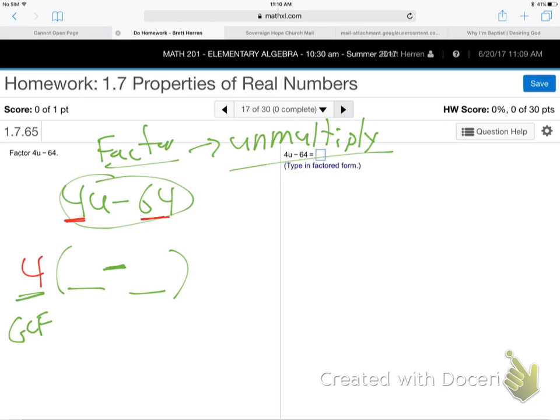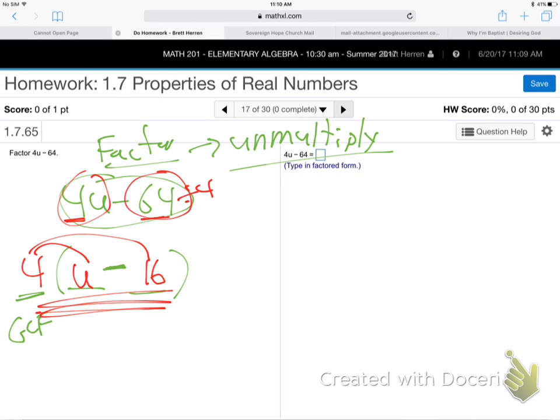So put 4 on the outside of the parentheses. And then inside the parentheses, you put whatever works. 4 times what would go back to 4u? Well, just u. And 4 times what would go back to 64? Use your calculator if you're not sure. Just divide 64 by 4 and you'll find 16. And we're done. That's all they want. They just want us to find out what it was before it was multiplied. What would distribute to go back to 4u minus 64? That's what factoring means. Unmultiply.